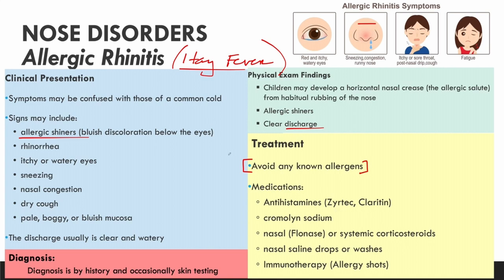So treatments for allergic rhinitis, first line, typically if it's just one agent, is going to be a nasal corticosteroid, like a Flonase or something like that. Other things that you can add on are an oral non-drowsy antihistamine, and then other things like cromolyn sodium, saline nasal drops or washes, and then last but not least, if that doesn't control it all the way, you can use immunotherapy or allergy shots.